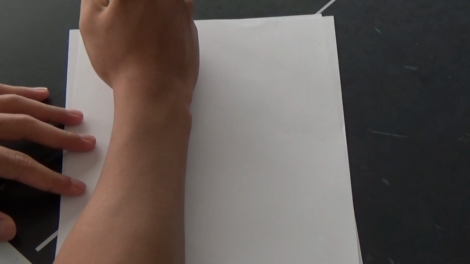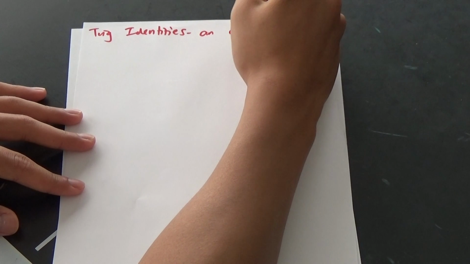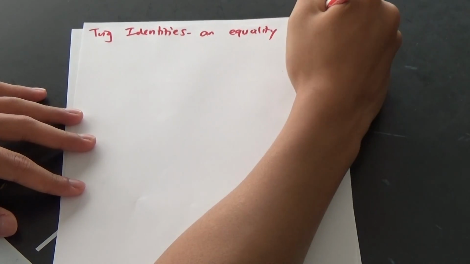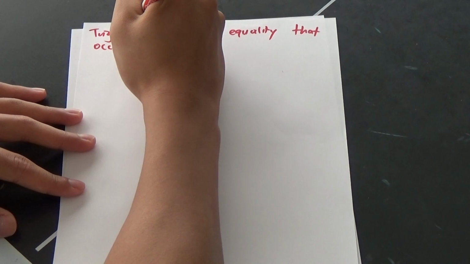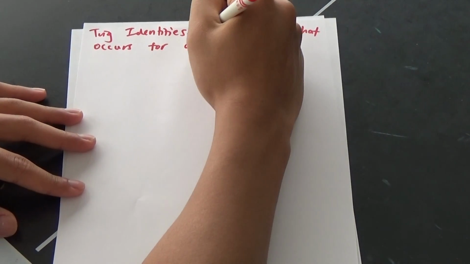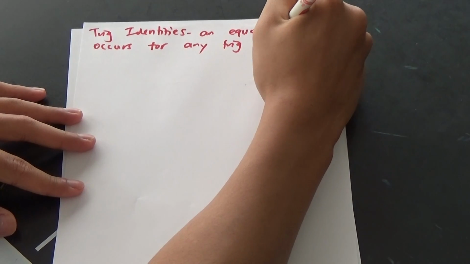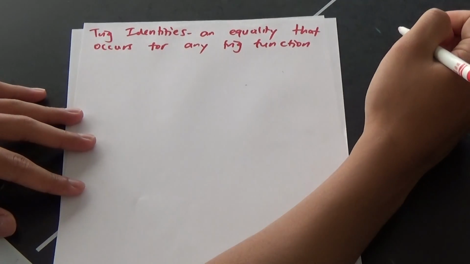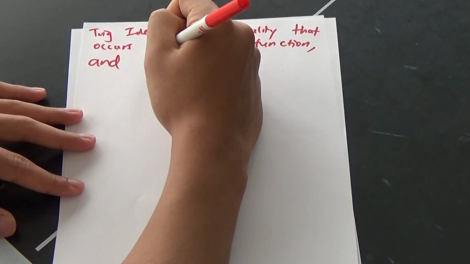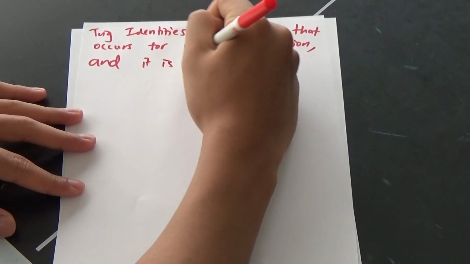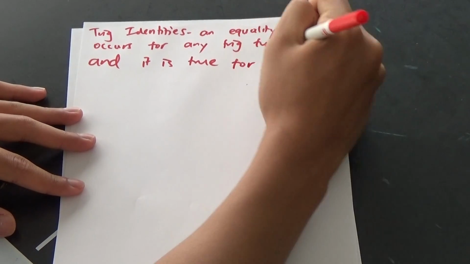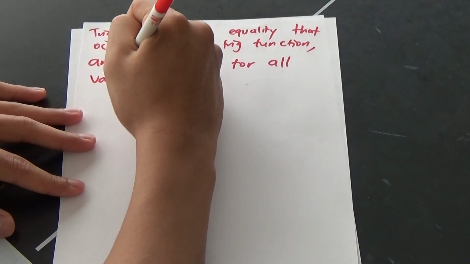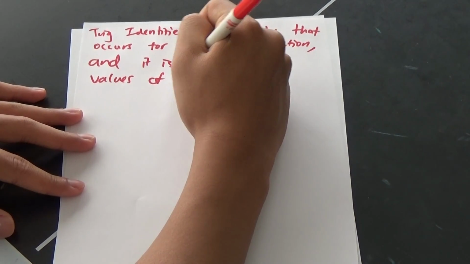So let's begin. Trig identities. So the book definition for a trig identity is an equality that occurs for any trig function, and it is true for all values of the variable.